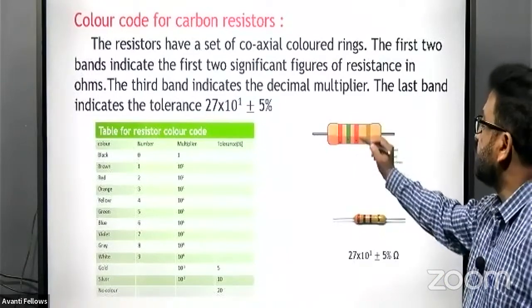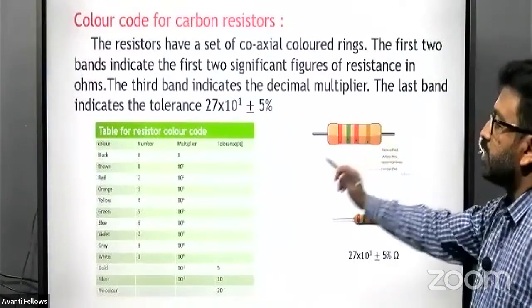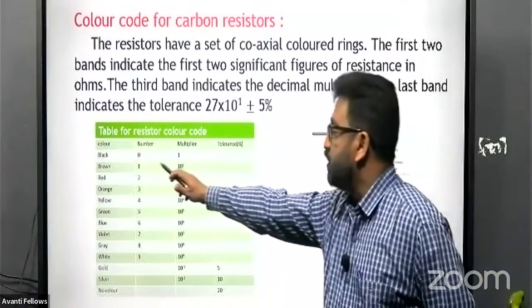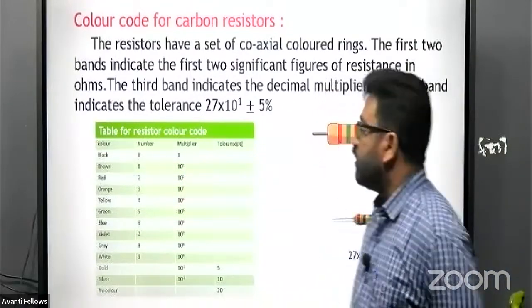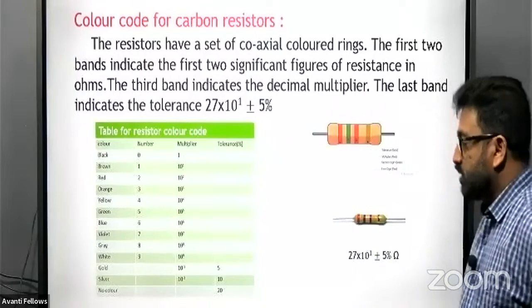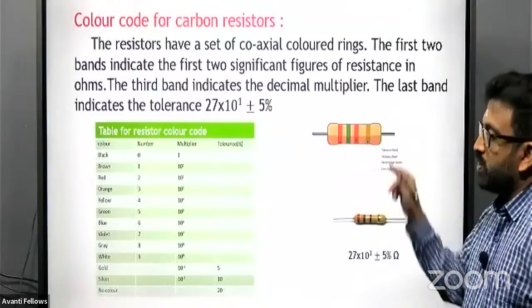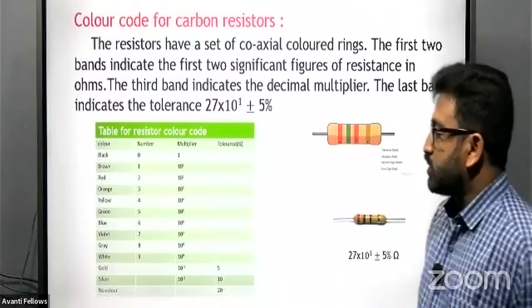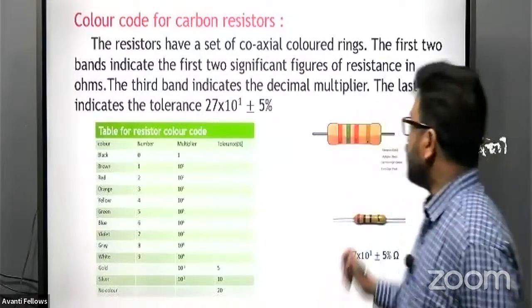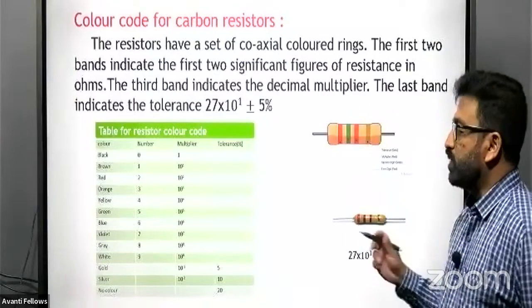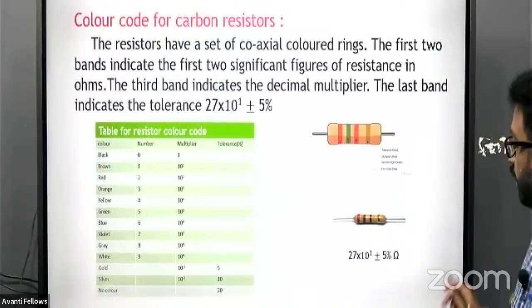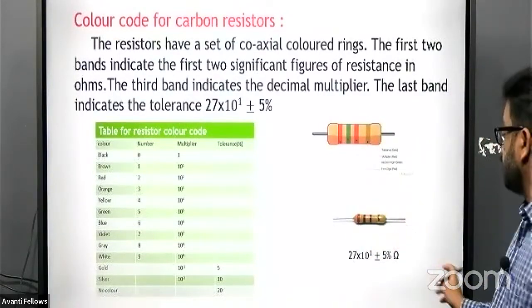The third line is a multiplier, and the multiplier value is also given there. If it is black, it has a value of 1, and if it is brown, we have to multiply the reading of these two lines with 10. And if it is a red line, we have to multiply the value of these two lines with 100. So it is 10 square. Like that.